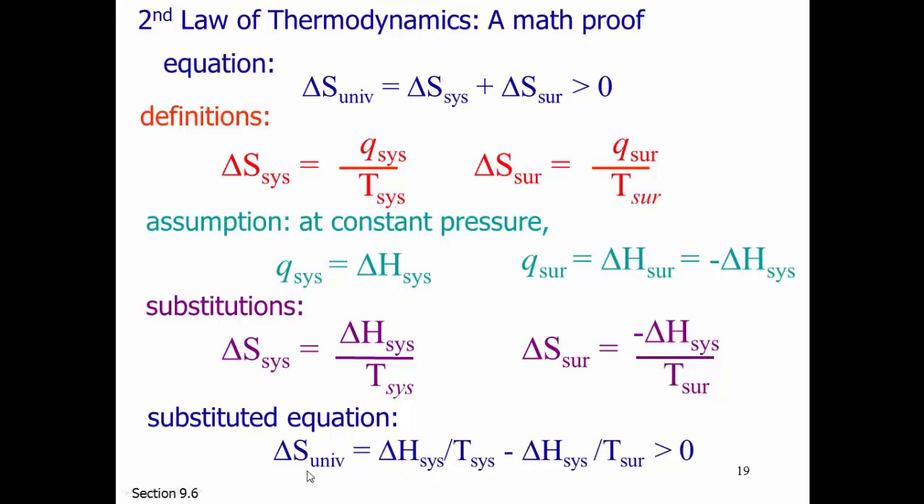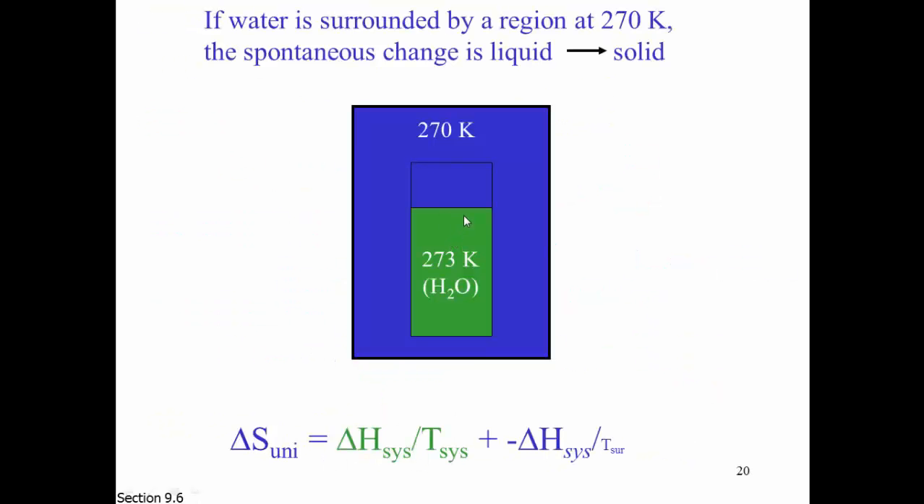This is our substituted equation. Delta S of the universe equals delta H of system over T system minus delta H of system over T surroundings. It's greater than 0 when something spontaneously happens. Here's something that will spontaneously happen. If we have liquid water at 273 Kelvin and the area around it is at 270 Kelvin, the water is going to spontaneously go from liquid to solid state and freeze.